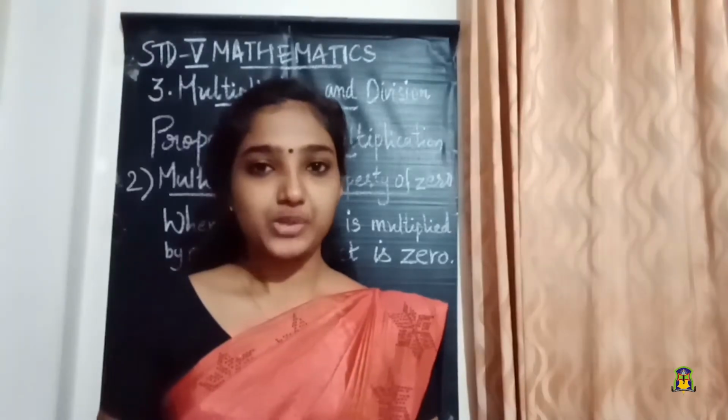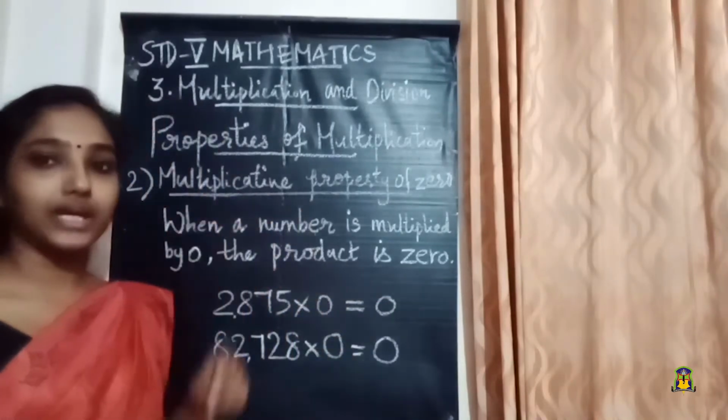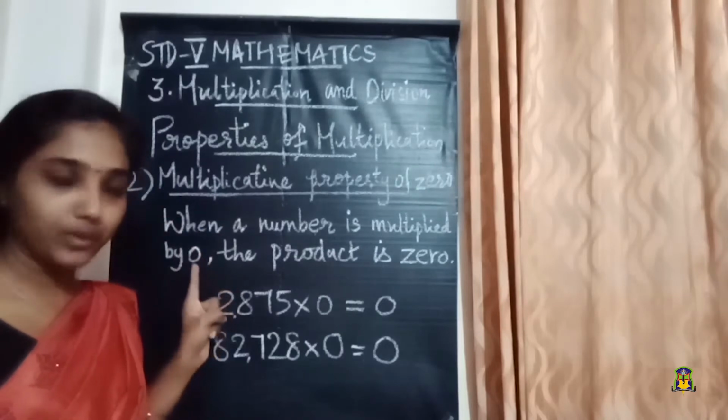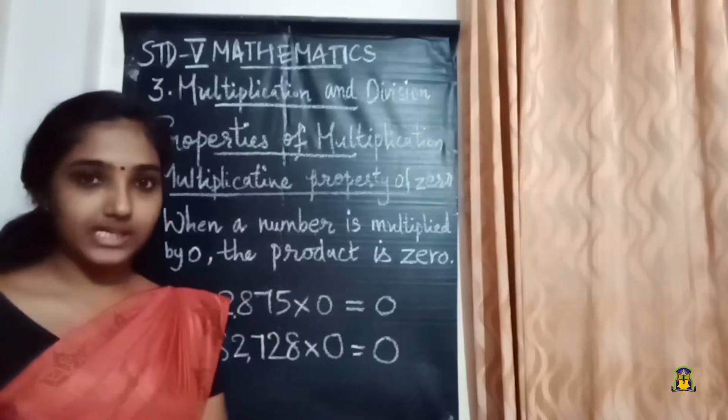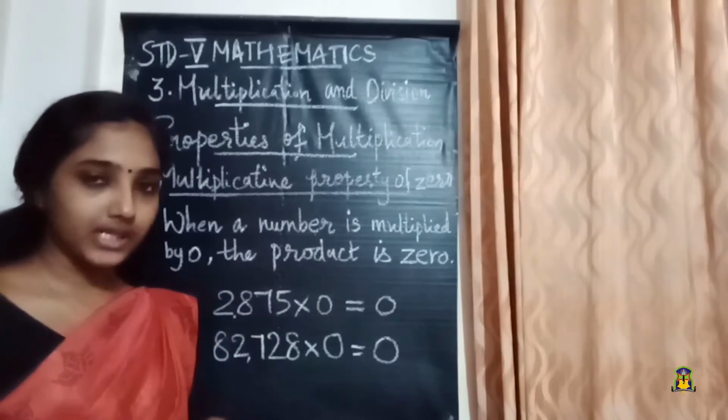Moving on to the second property of multiplication. The second property is the multiplicative property of 0. When a number is multiplied by 0, the product is 0 itself.